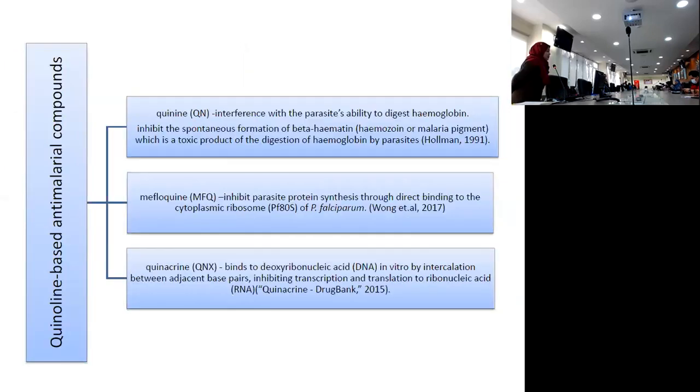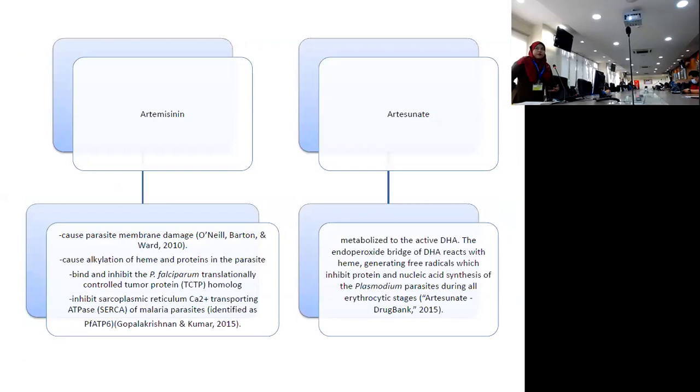And quinine will interfere with the parasite's ability to digest hemoglobin and inhibit the spontaneous formation of beta-hematin. Mefloquine inhibits the parasite's protein synthesis, and quinacrine will bind to the DNA in vitro by intercalation between adjacent base pairs, inhibiting transcription and translation to RNA. So these are for artemisinin and also artesunate. There are a lot of people studying the mechanism of action of artemisinin because it's still ongoing. Some of it can cause parasite membrane damage, while inhibiting the P. falciparum translationally controlled tumor protein homolog. Artesunate will be metabolized to the active DHA.